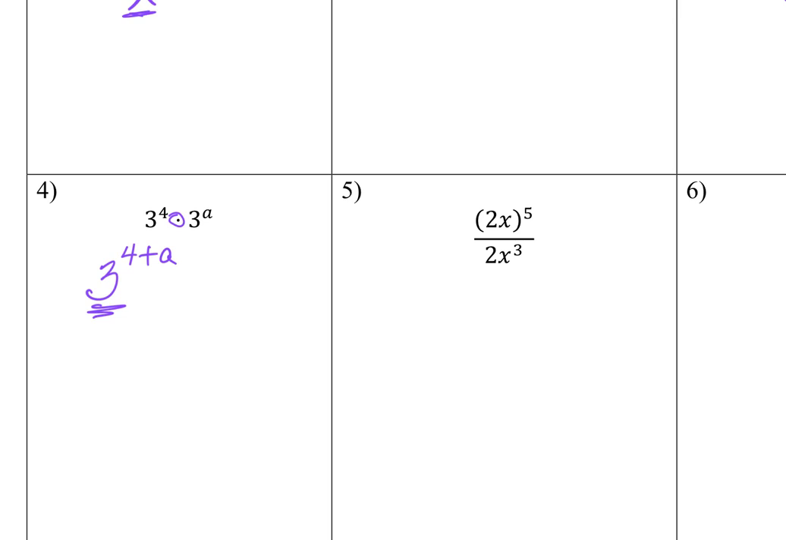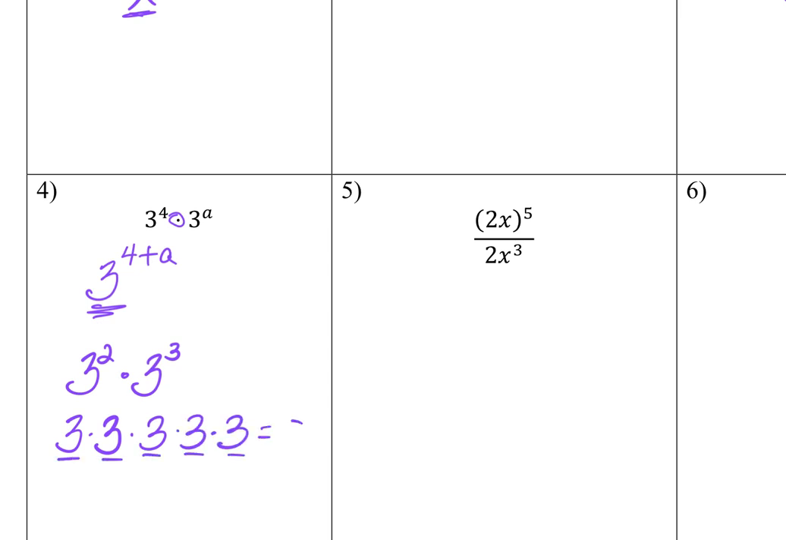So let me just give you an example in real math so that you don't freak out on me later. Let's do 3 squared times 3 to the third. 3 squared is 3 times 3. 3 to the third is 3 times 3 times 3. How many are there? 1, 2, 3, 4, 5. Nice. That's brilliant, Kirsten.